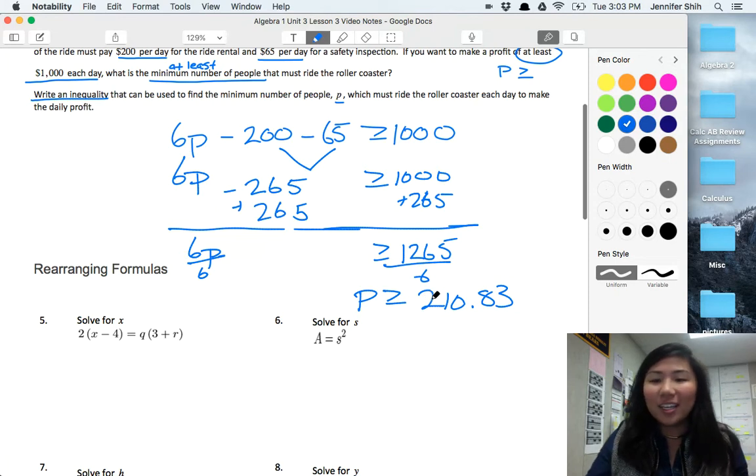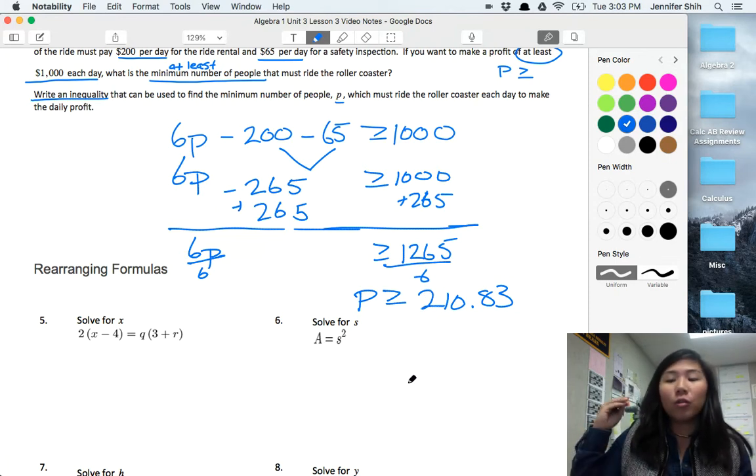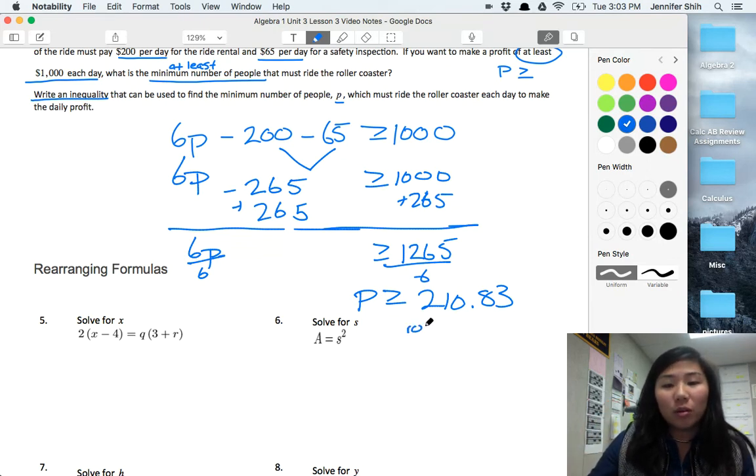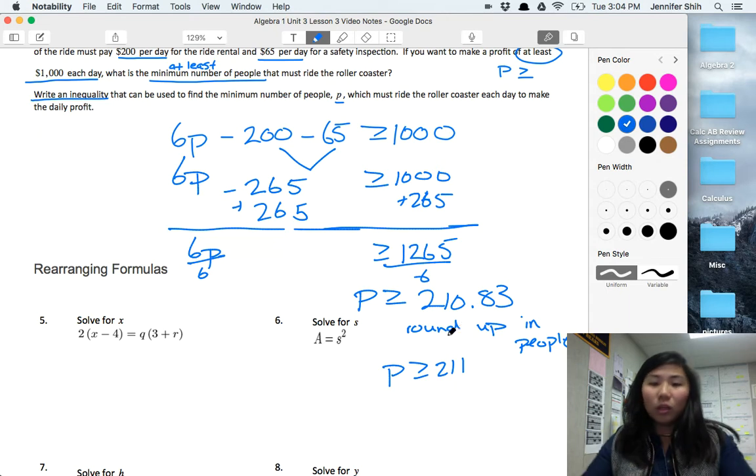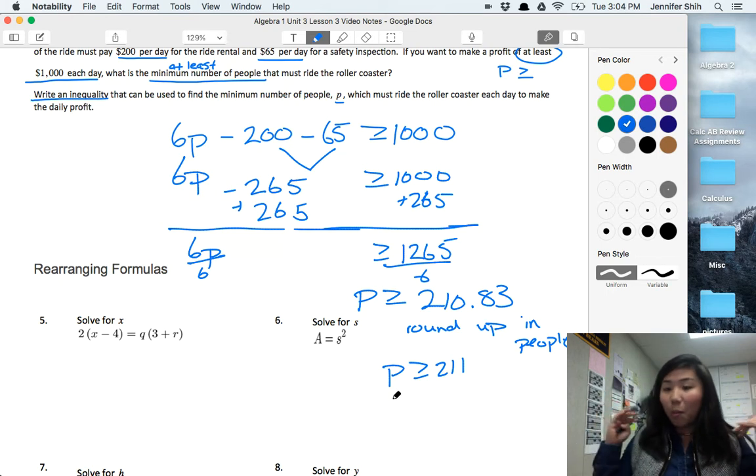Oh, 0.83 of a person does not really work. So to break even, to have at least $1,000 or more, we actually need to round up because these are in whole people. Round up because we're in people. So we actually need more than 211 people to ride the ride in order to make more than $1,000. So that's the math portion of it.